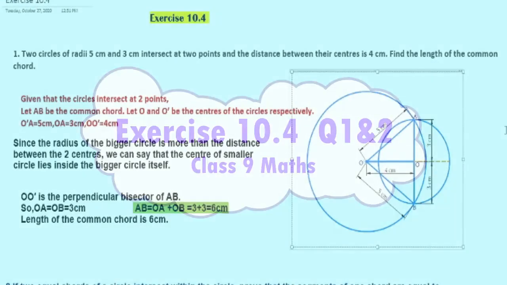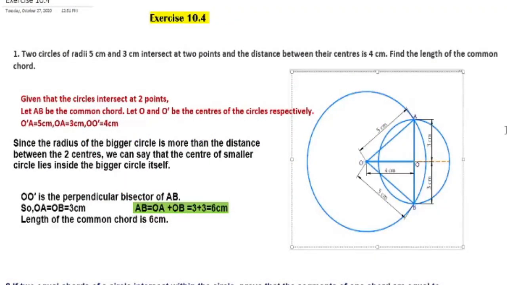In this video, I will explain question number 1 and 2 of exercise 10.4, chapter 10, class 9 mathematics. The first question is: two circles of radii 5 cm and 3 cm intersect at 2 points and the distance between their centers is 4 cm. Find the length of the common chord.